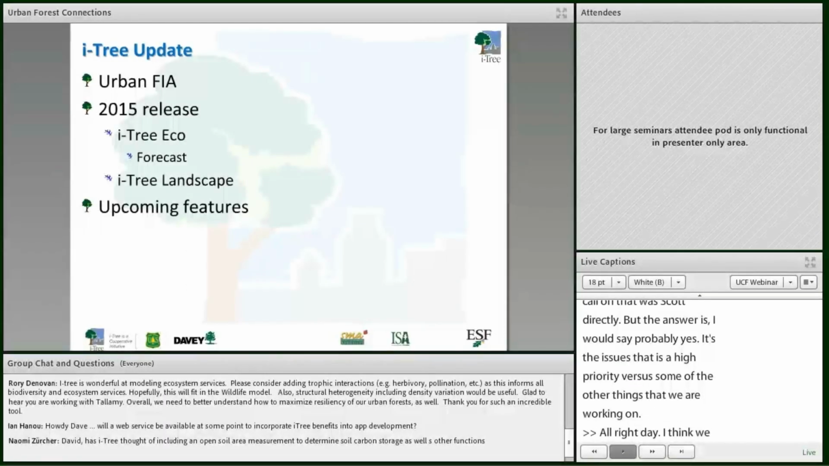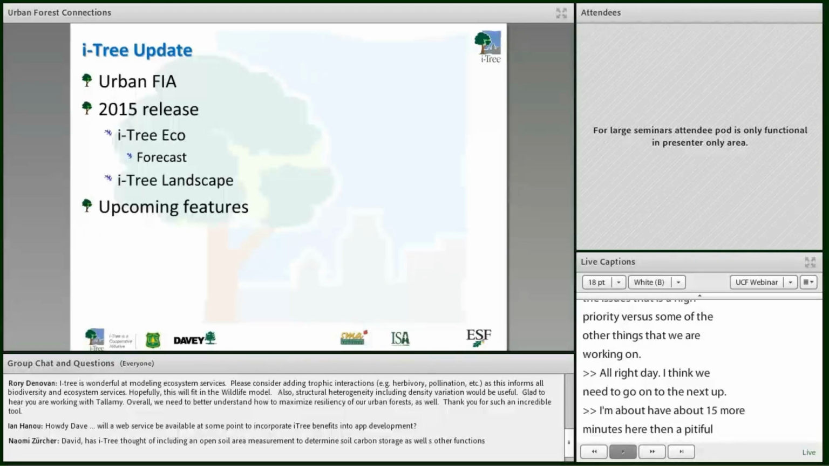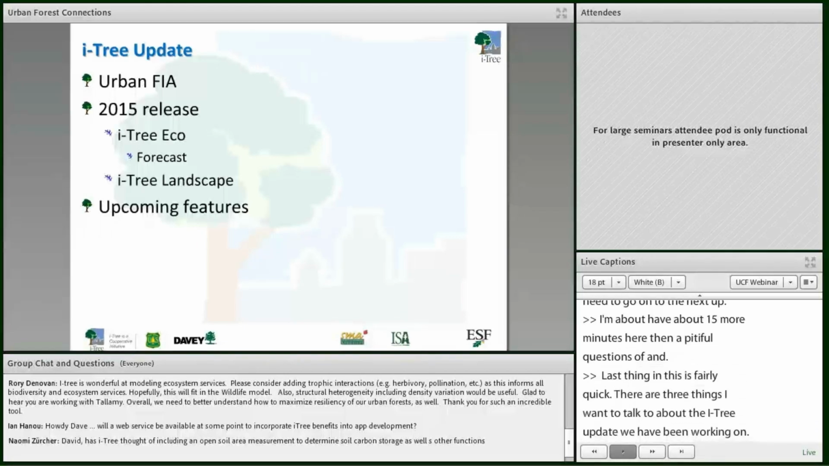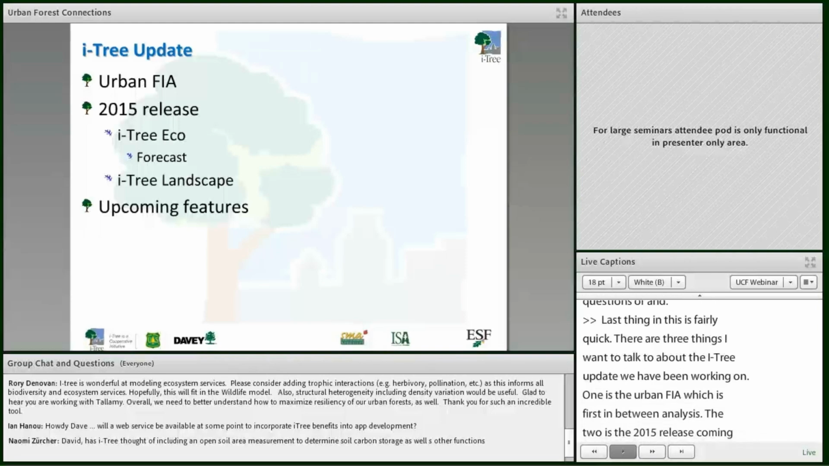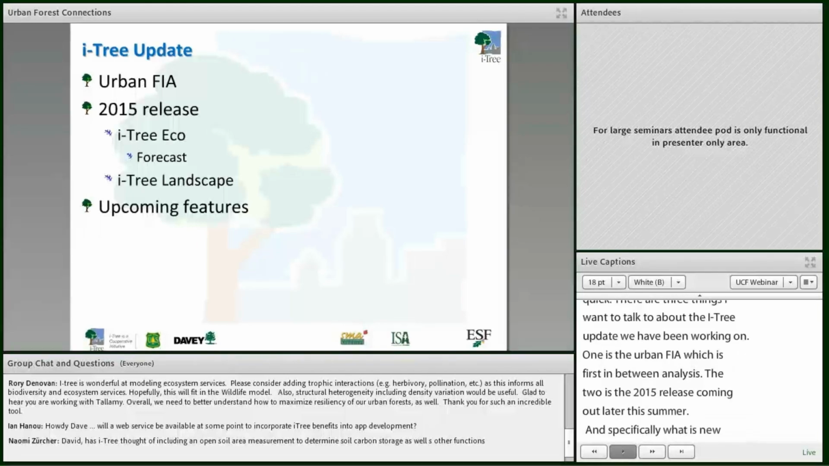So last thing, this is fairly quick. There are three things I want to talk to you about an iTree update that we're working on. One is urban FIA, which is Forest Inventory and Analysis. Two is our 2015 release, which is coming out later this summer, and specifically what's new, which is related to iTree Eco, Forecast, and iTree Landscape, and then upcoming features that we're working on over the next couple of years. And Ian, that web service might be one of those upcoming features.